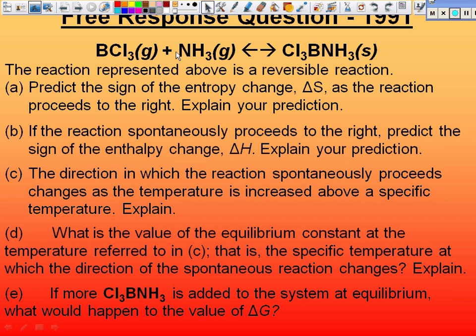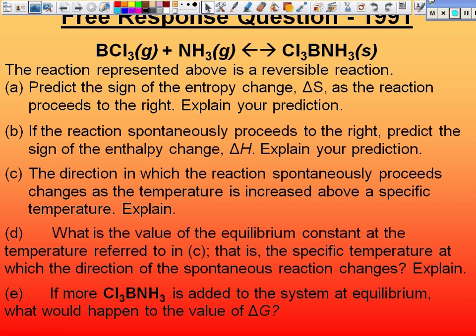B, if the reaction spontaneously proceeds to the right, predict the sign of the enthalpy change, delta H. Explain your prediction. Why negative? Very good. That's the key word. So spontaneously proceeds means it's an exothermic reaction. Also, what type of reaction is it? It's a formation or synthesis reaction. And anytime bonds are formed, energy is released.